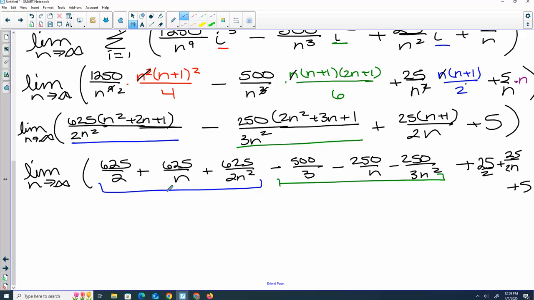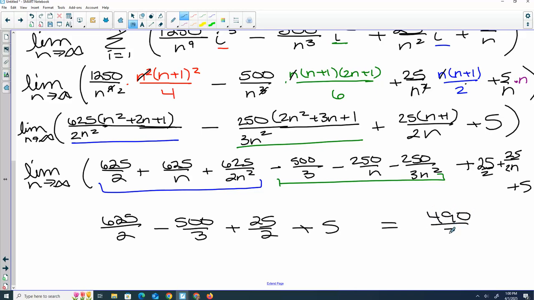So now all of your n's on the bottom go to infinity. So anything with an n on the bottom cancels. And we are short on time, so I'm just going to tell you this is 490 over 3. Oh my gosh, really good doing that.